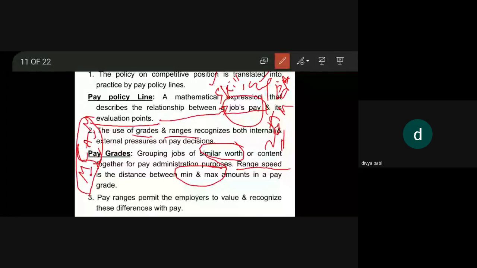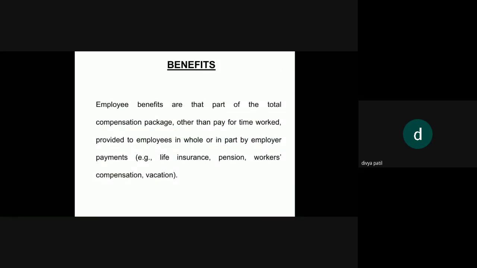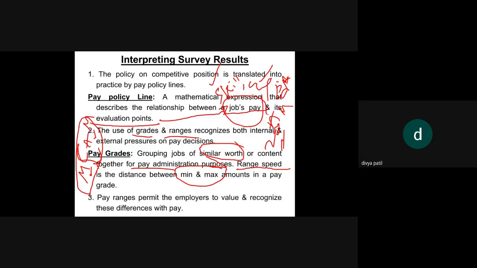So it will help any employer understand the value of the position of manager and the value of the position of assistant manager. This helps employers define the difference between jobs by the use of pay range, or spread, as we call it. Okay, now we'll stop here. Regarding benefits, we'll continue in your next class.